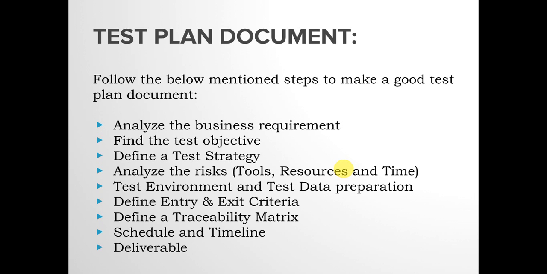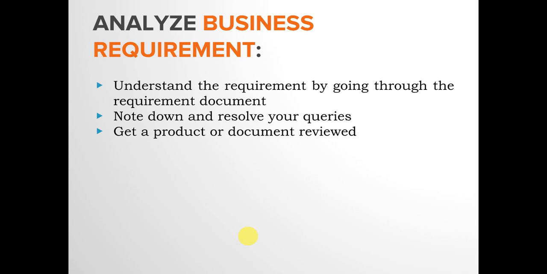Then it will be followed by finding the objective of the testing. You will have to find the objective of your testing: what is the goal that you need to achieve as part of the testing, and then define a strategy to achieve that objective. Analyze the risk, which could be in the form of tools, resources and time. Then set up the environment and prepare test data, define the entry and exit criteria, define the traceability matrix, define the schedules and timeline, and make sure what you need to deliver as part of the test closure activity.